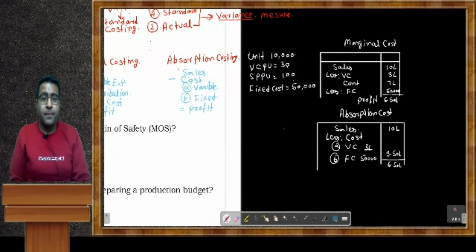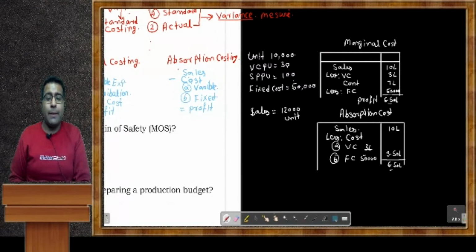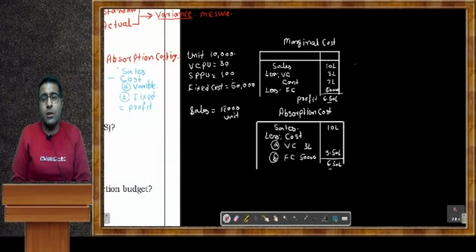Now your question is that in both cases profit is equal, but what if the production or the sales is 12,000 units? Just look here. In marginal costing, sales: 12 multiplied by 100, 12 lakh. Less variable cost: 12,000 multiplied by 30, 3 lakh 60,000. That is 8 lakh 40,000 contribution.